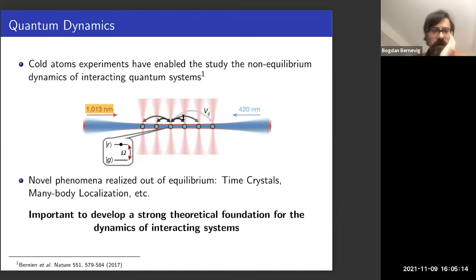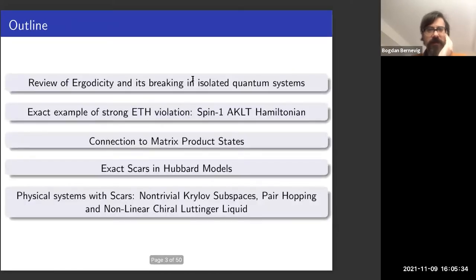And of course, this brings about realization of phenomena or states of matter that can only be realized out of equilibrium. For example, one of these is time crystals. And hence, there's been a lot of effort on strong theoretical foundations of interacting systems. And this work is a very small piece of that, in the sense that it tries to review whether the eigenstate thermalization hypothesis in its strong sense is violated or not.